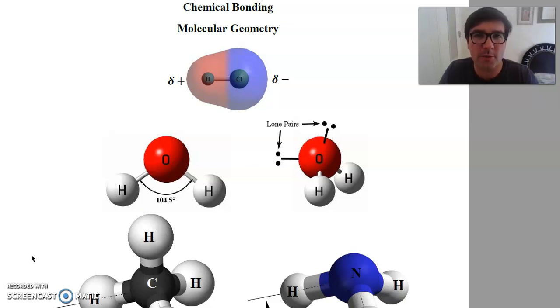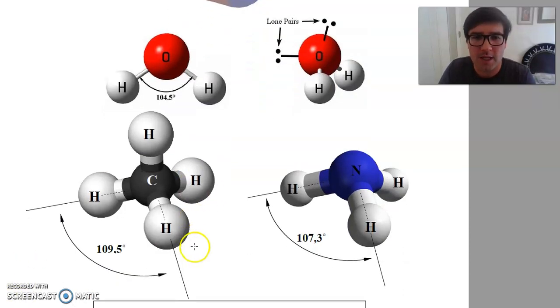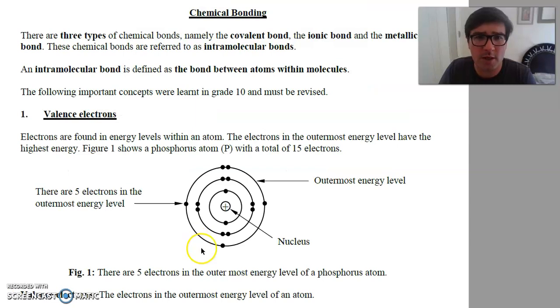So in this topic we will discuss chemical bonding, the types of chemical bonding we get, and we will also look at the molecular geometry of various molecules and how that is influenced by the distribution of electrons around the molecule. So to jump into the work, we first talk about our 3 types of chemical bonding that we get.